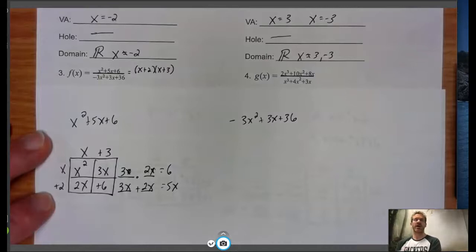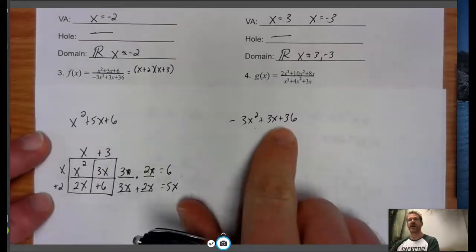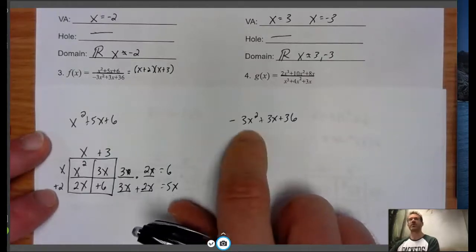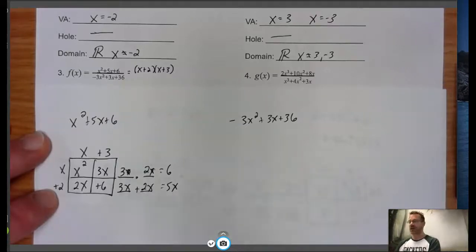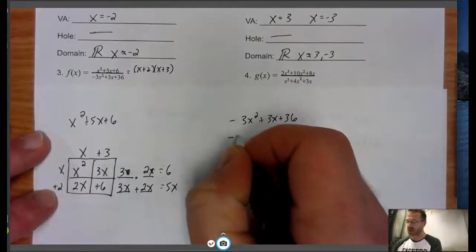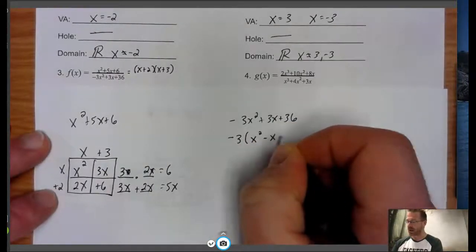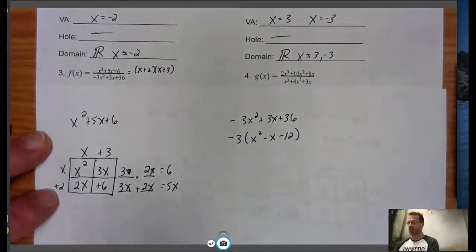All right, now I do have a GCF here. If I look, I can factor a 3 out of all 3 terms. The other thing is we typically want the A term to be positive, so I'm also going to factor out a negative to make that so. So I'm going to factor out a negative 3, and notice that would leave me x squared minus x and then minus 12. Remember, you have to take that negative out of all 3 terms.